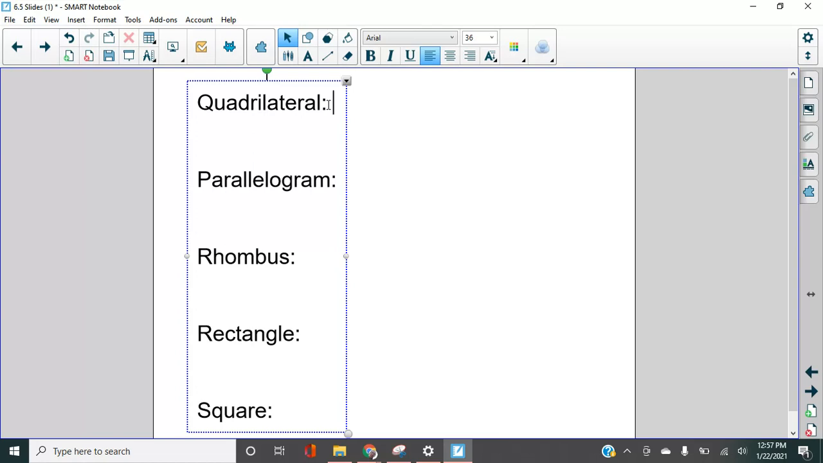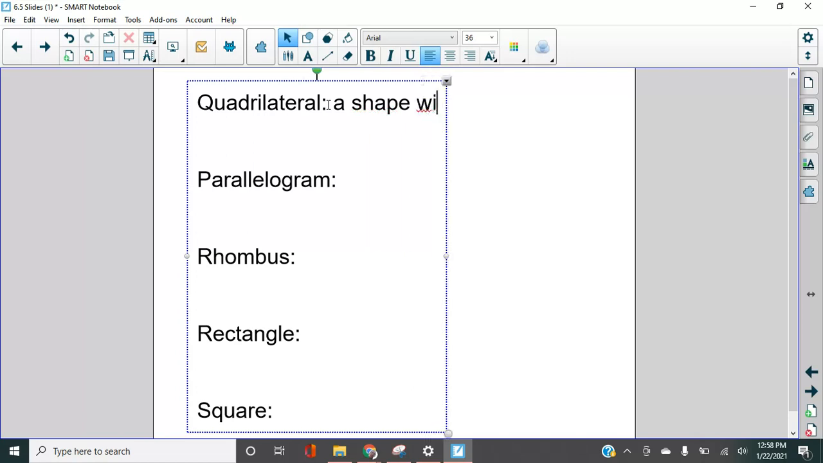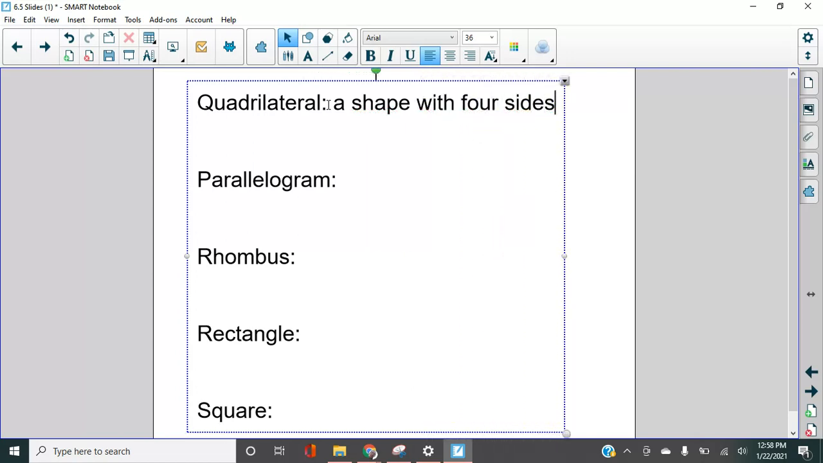A quadrilateral. All right, a quadrilateral. Do you remember it has a certain number of sides? How many sides on a quadrilateral? A quadrilateral is a shape with, did you say 4? 4 sides. Okay, any shape that has 4 sides is a quadrilateral. Now, some quadrilaterals are parallelograms.